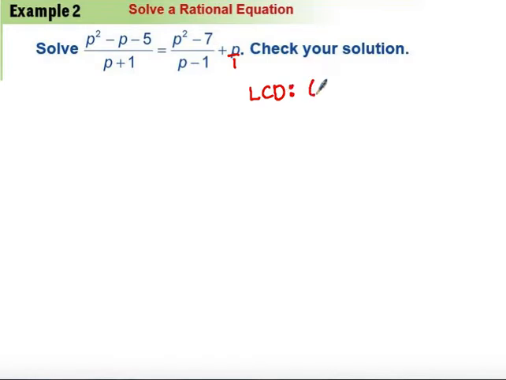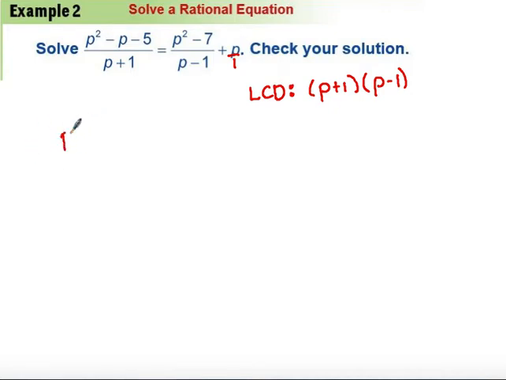So my lowest common denominator is going to be p plus 1 times p minus 1. And of course it would be times 1, but I'm not going to need to add that in there. So just like I did in the last example, I'm going to take both sides of my equation times my lowest common denominator. Now, I can see here that that might factor, but I actually don't think that it does if I look at it quickly.